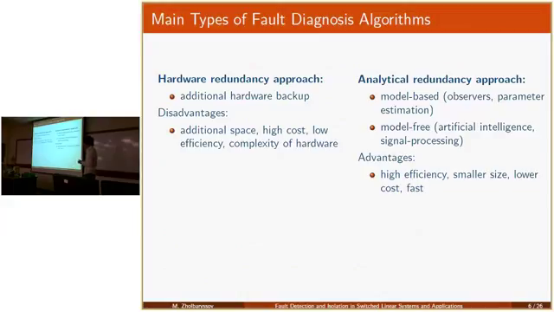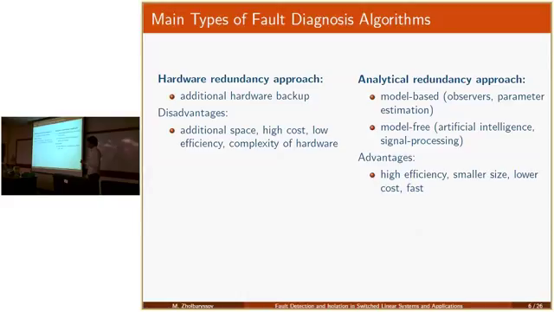The appeal of the analytical redundancy approach lies in the fact that using information processing techniques, we can achieve more efficient, smaller size hardware. And this approach can be further broken up into two types: model-based, when an accurate model of the system is given, and model-free, when a system is mostly unknown and incoming data are processed using signal processing techniques or artificial intelligence.